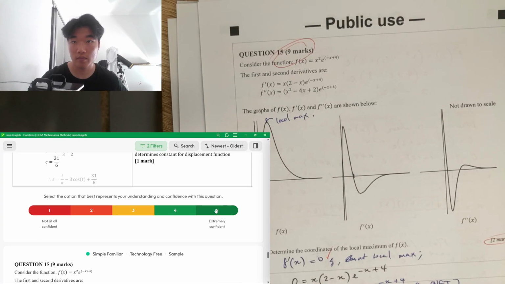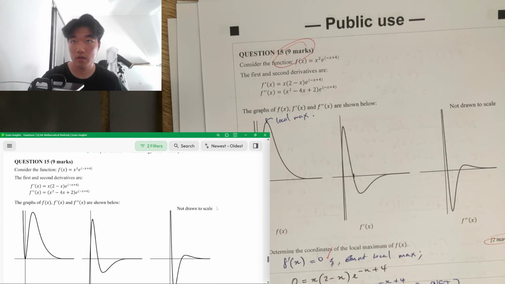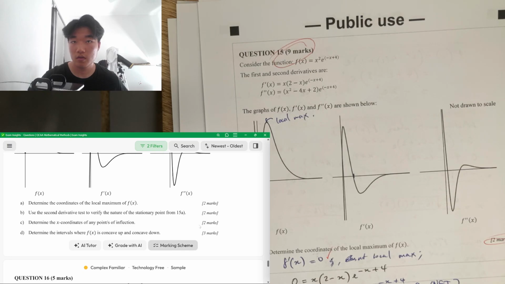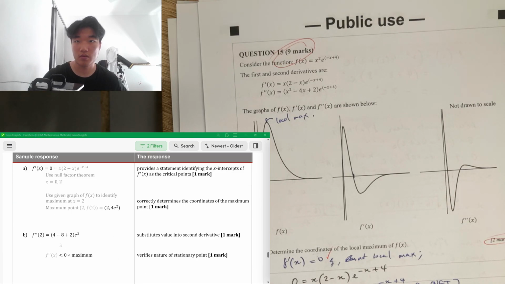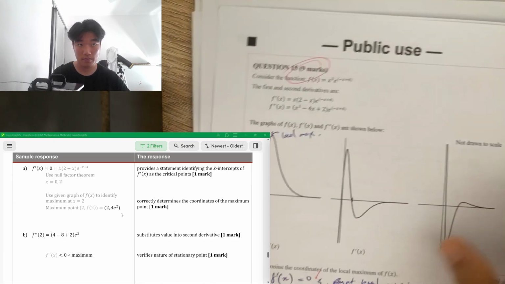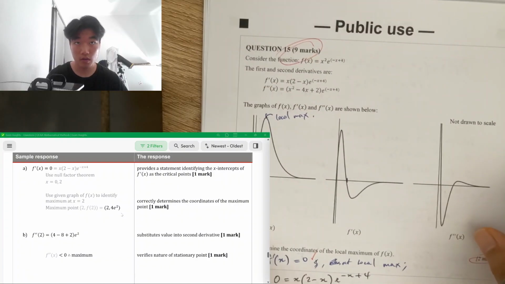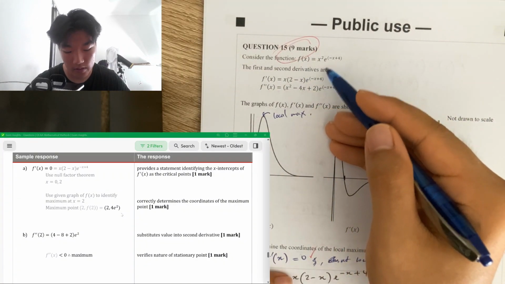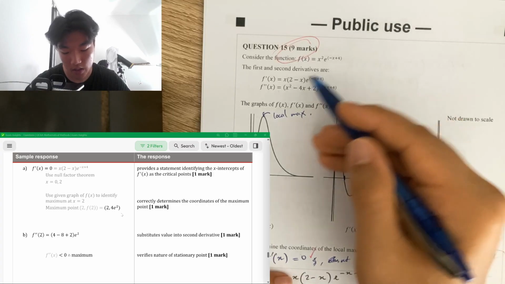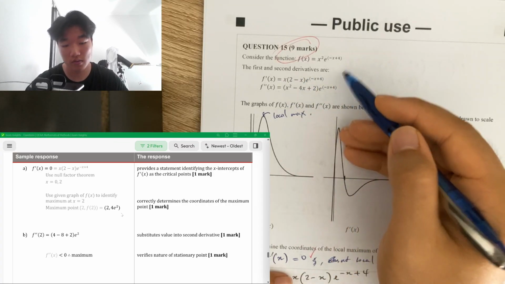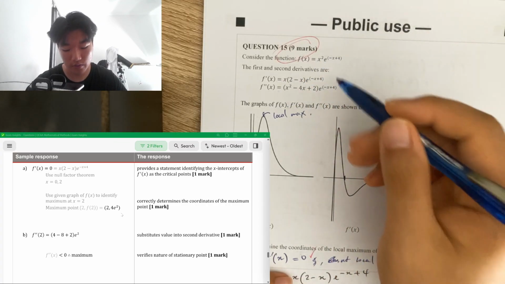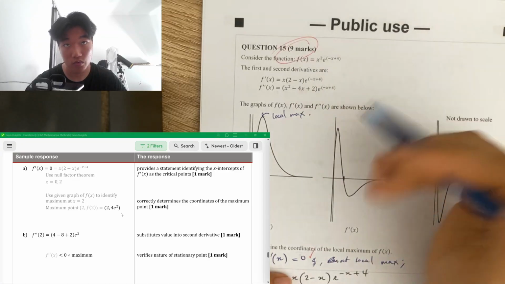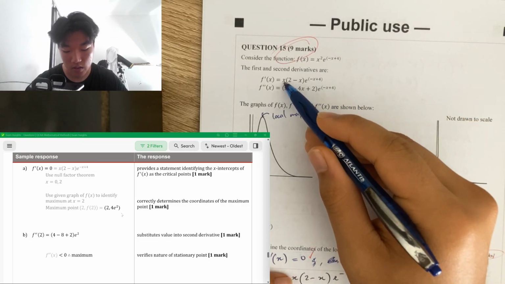Question 15. So I'll only show the marking scheme because you can see the question. So we're given a function, right? X squared e to the negative x plus 4. The second derivative is also given, so we can actually work that out just by deriving it ourselves, but they do happen to give it to us.